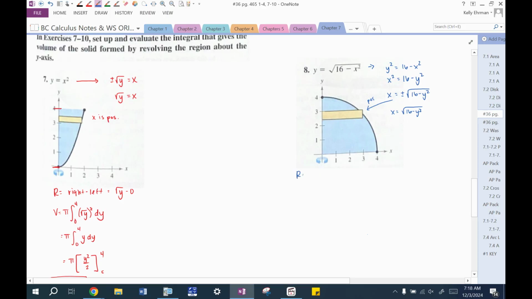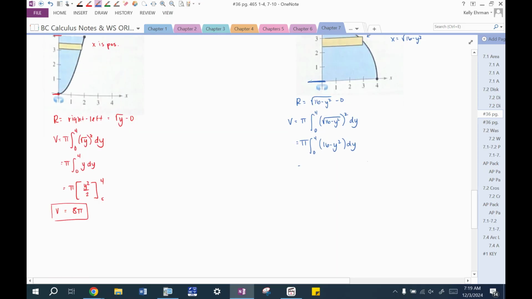Okay, so r is equal to right minus left, which is the square root of 16 minus y squared minus 0. And volume is pi times the integral from 0 at the bottom to 4 at the top of the square root of 16 minus y squared dy. Clean that up. And we can integrate. So the antiderivative here is 16y minus y cubed over 3, going from 0 to 4.